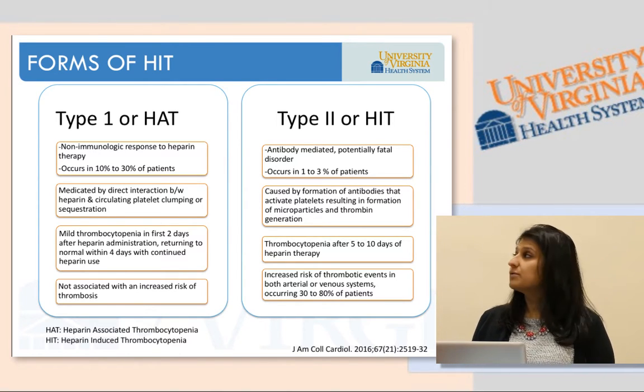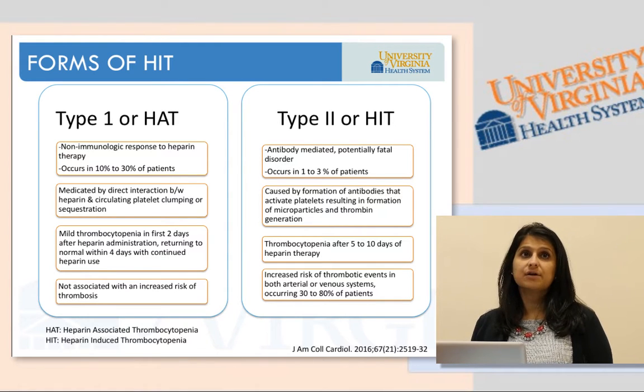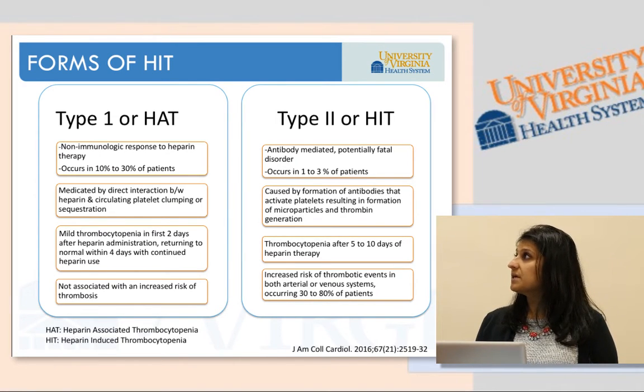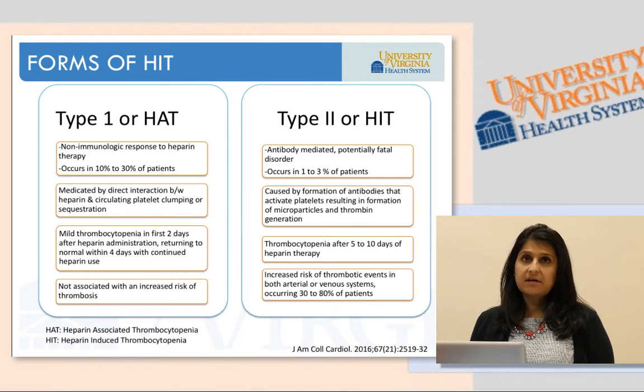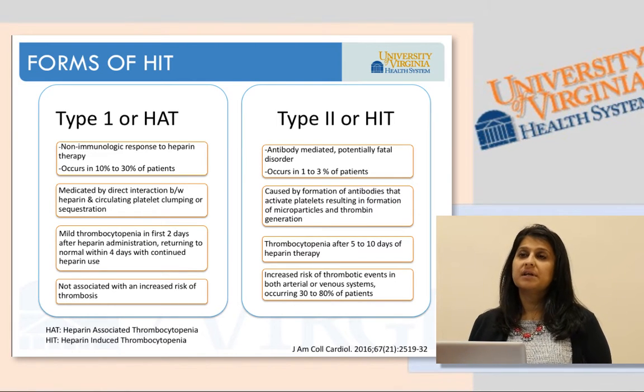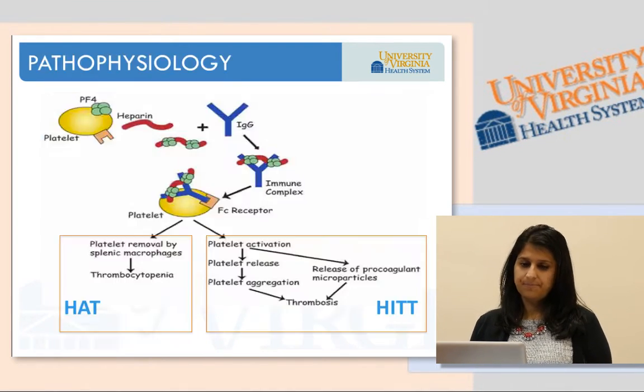Type 1 is a non-immunologic response to heparin therapy. It occurs in about 10 to 30% of patients, whereas type 2 is the immune-mediated, potentially fatal disorder known as HIT. It occurs in about 1 to 3% of patients. In type 1, the mild thrombocytopenia occurs in the first 2 days after heparin administration and usually returns back to normal within a few days. This usually occurs in patients with other medication causes of thrombocytopenia or patients that are septic. This type of HIT is not associated with thrombosis, whereas in type 2, the thrombocytopenia occurs between 5 to 10 days, and this one is associated with thrombosis.